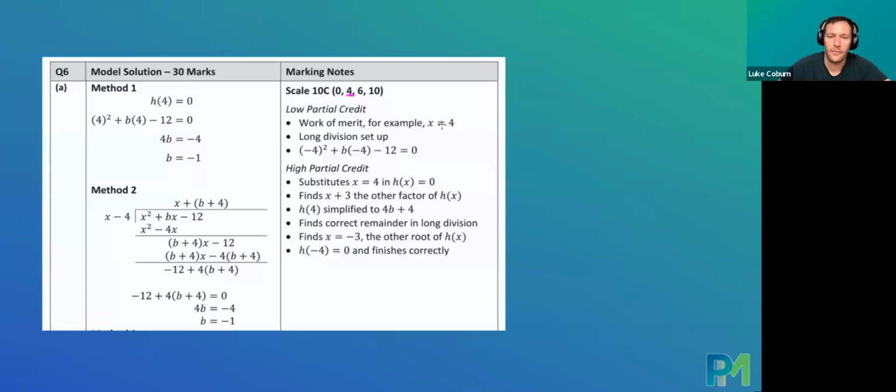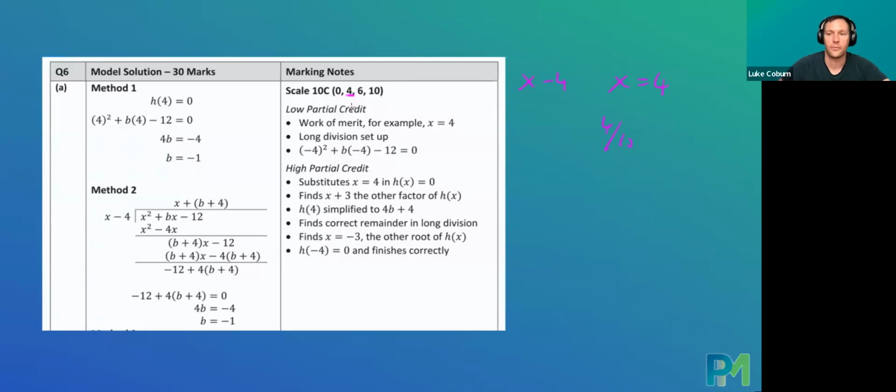Basically, work of merit, for example, if you go from x minus 4 to simply saying that x is equal to 4, you get 4 marks out of 10. Now, you might not have any clue how to do this question, and you might say, I am never getting the 10 out of 10, but you absolutely must not get a 0 out of 10 then. You have to get whatever marks that you can.